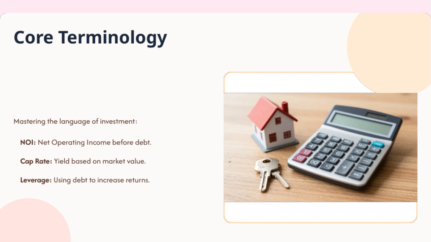Then there's NOI, or net operating income. This is the income a property makes before accounting for any debt payments. Think of it as the pure profit from the property's operations, which gives us a clear picture of its earning power. Finally, as we're mastering the language of investment, understanding these core terms is crucial.